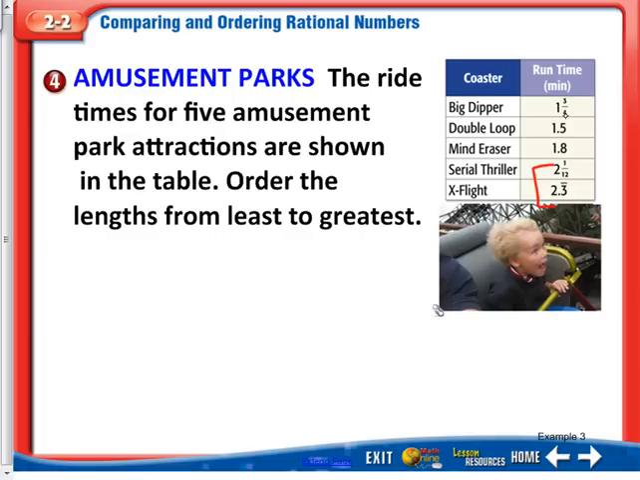Now, since this is 1 3/4, I can probably pretty easily get that into a decimal, saying 1.75. And then I see that the shortest time here is this double loop. So let's go ahead and write 1.5, and then we'll put a comma, and then we'll put 1 3/4. All right, it's important that when you're listing these in order from least to greatest, you put it in the original format of the number. So yes, I converted it to 1.75 so that way I could compare. But when I write it for my answer, I'm going to convert it into the original form. All right, so now I'm going to write 1.8.